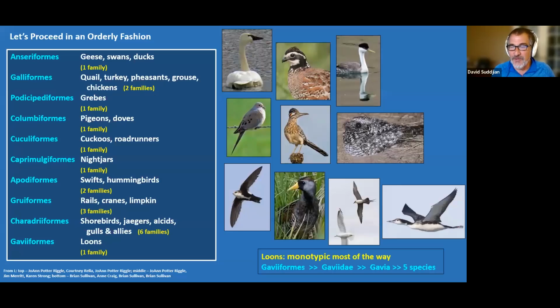And then we have another double i there, the loons, Gaviiformes. Loons are kind of interesting because they're monotypic most of the way down the hierarchy. We have the order Gaviiformes with just one family, Gaviidae, and then only one genus in that family, Gavia, all the same word. So it makes it kind of interesting to learn. And then there's 5 species within that family. It's kind of cool to see that monotypic quality going all the way down, and we don't have that reflected in too many of our orders. So next time you see a loon species out there, you can say, well, there's a Gavia out there, and impress your neighbors and friends.